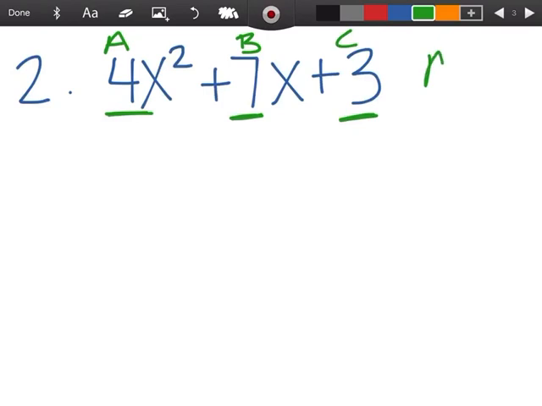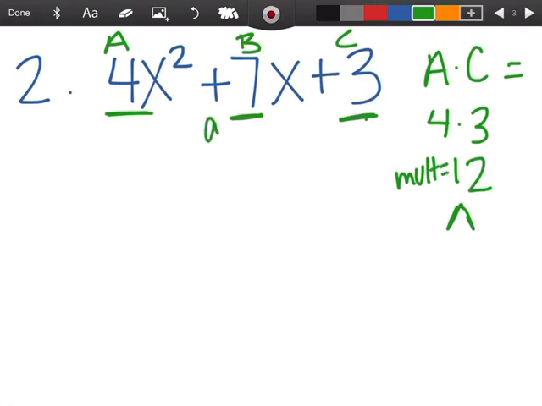So I'm going to, off to the side, take a times c, which in this case is taking 4 times 3, which is 12. And so I'm not going to look for two numbers that multiply to be 3 and add up to be 7 because those don't exist. I'm going to look for two numbers that multiply to be 12 and add to be 7. So two numbers that multiply to be 12 and add up to be 7. And so it's not 1 and 12, it's not 2 and 6, it is 3 and 4.